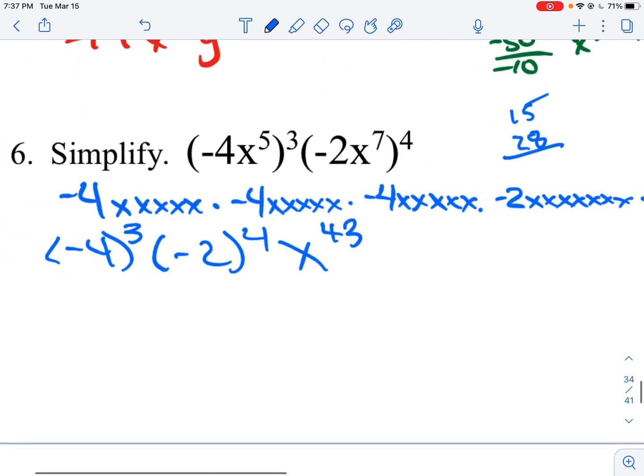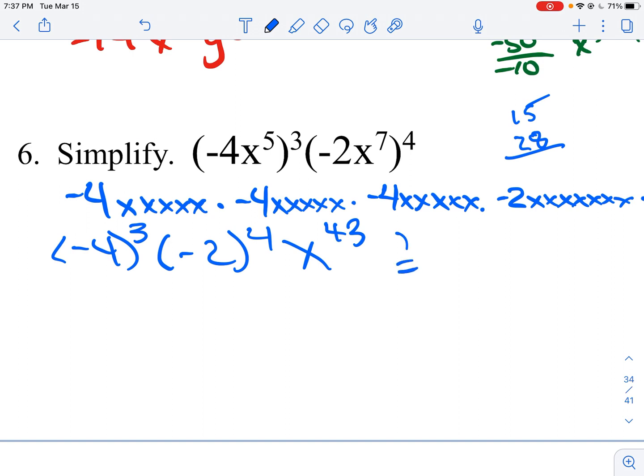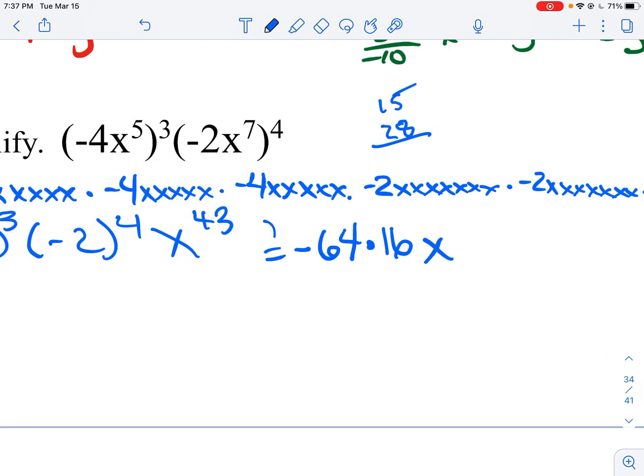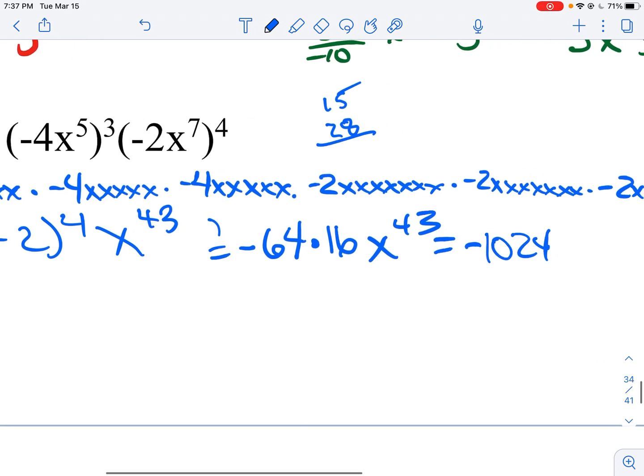So I'm going to make it bigger again. So this is going to get me negative 64 times positive 16 x to the 43. I don't know this off the top of my head. Let's see. 64 times 16. So negative 1024 x to the 43.